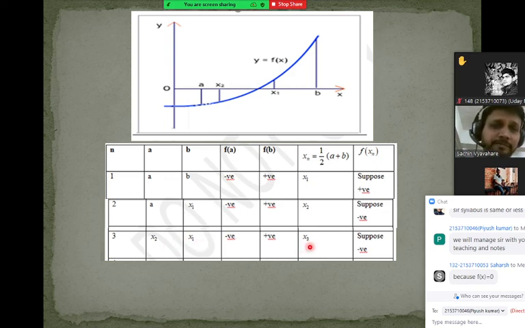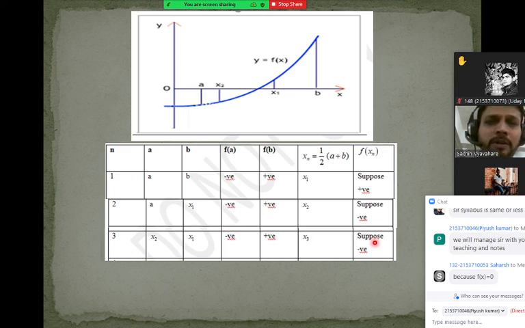We get x3. Suppose f of x3 is negative. So what should be the next interval then? What is the next interval where we get a root then? x3 to x1. Correct, very good. x3 to x1 is the correct answer. And this is the same thing.